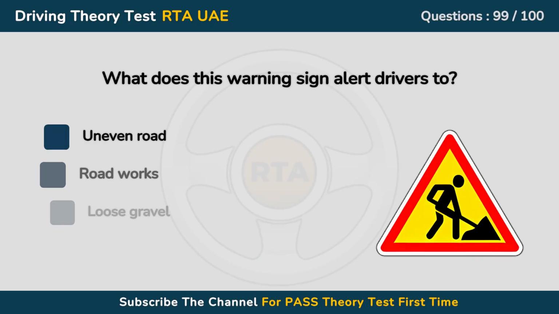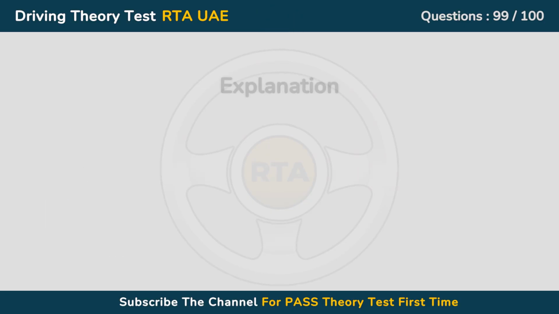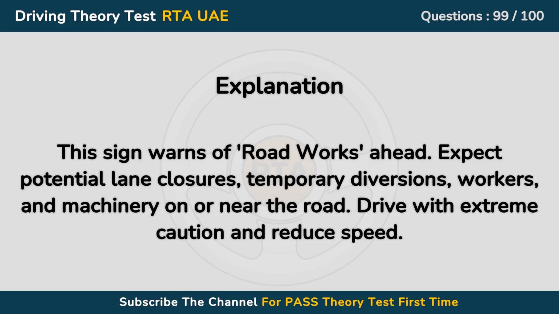Question 99. What does this warning sign alert drivers to? A. Uneven road. B. Roadworks. C. Loose gravel. D. Traffic congestion. Answer is B. Roadworks. This sign warns of roadworks ahead. Expect potential lane closures, temporary diversions, workers, and machinery on or near the road. Drive with extreme caution and reduce speed.